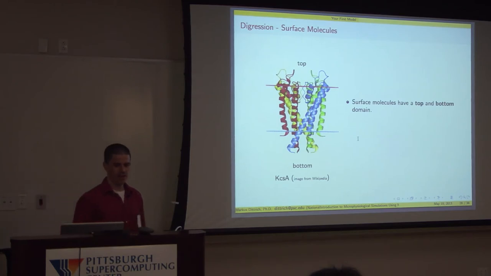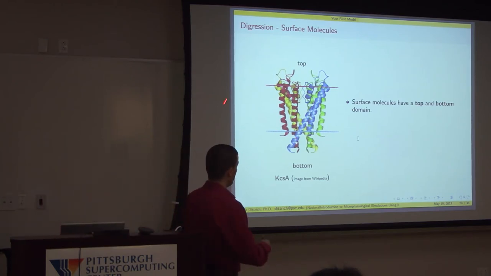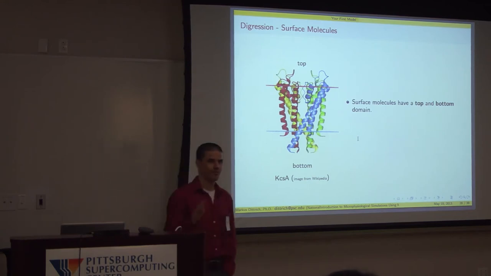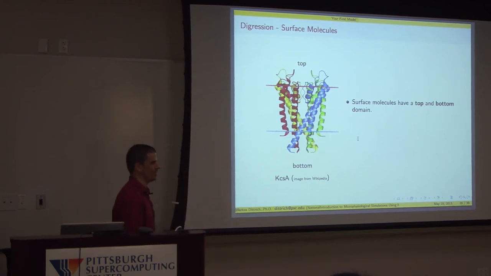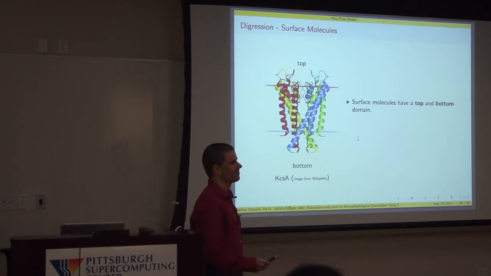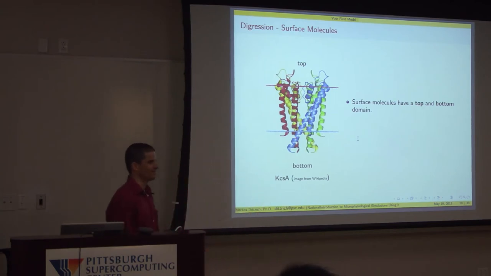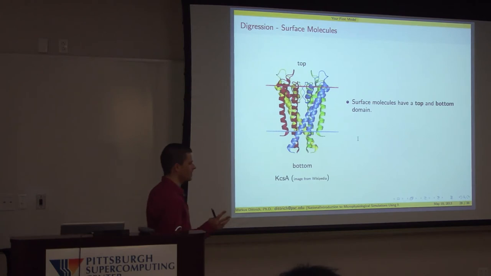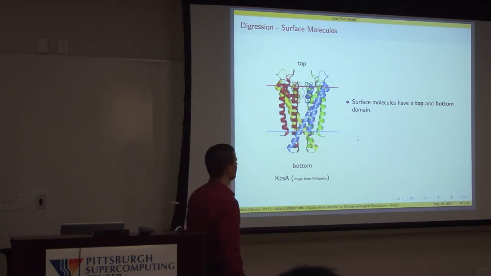If you look from MCell's point of view, any surface molecule has a bottom and a top domain. So you can actually see this molecule is not symmetric. There's something at the bottom here that's not at the top. So it has a top and a bottom, from the point of view that MCell is concerned. You could call it cytoplasmic and extracellular, but what do I do for an ion channel in the inner membrane of a mitochondria? The compartments aren't general enough to describe that.